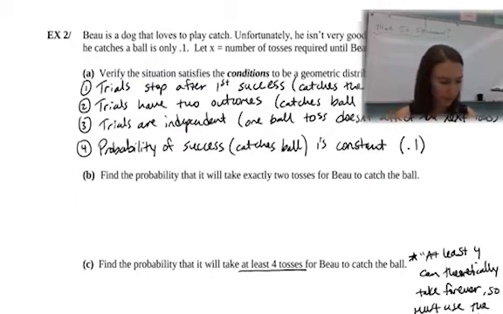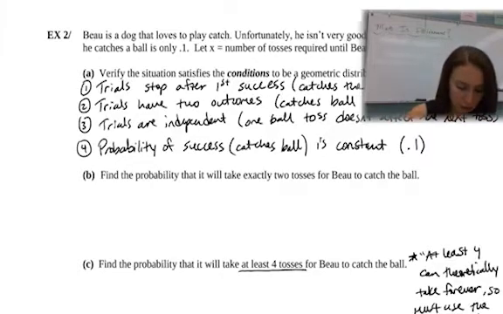We're going to do another example, and I'll show you some of the calculator work here. Bo is a dog that loves to play catch. Unfortunately, he isn't very good, and the probability he catches a ball is only 0.1 or 10%. Let X equal the number of tosses required until Bo catches a ball. A, verify the conditions. Now, problems usually don't tell you to verify the conditions, so you have to realize that this is a geometric distribution, and you have to remember to do the conditions even if they don't ask you to. So be really careful.